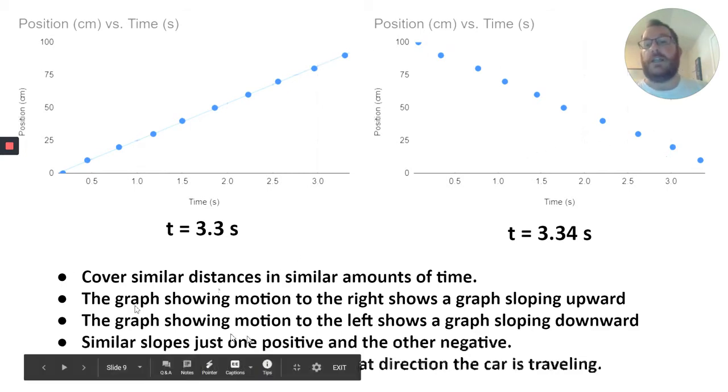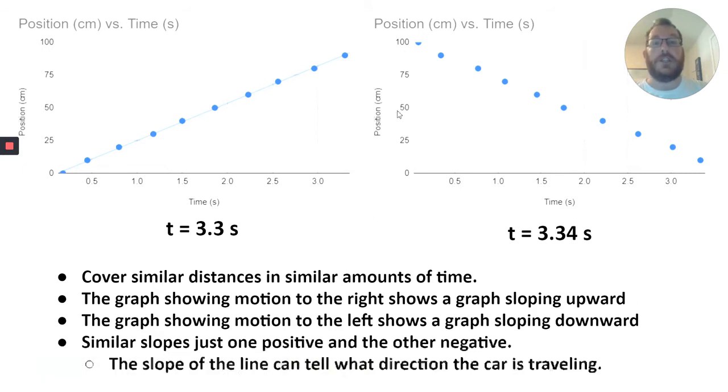But they have the same slope, because it's the same 90 centimeters over the same or similar amounts of time. So they have very much the same slope in magnitude. It's just they're going in different directions.